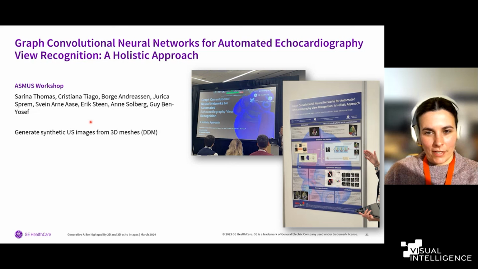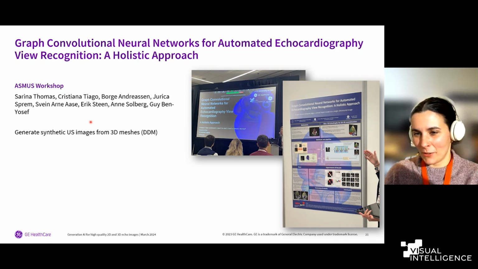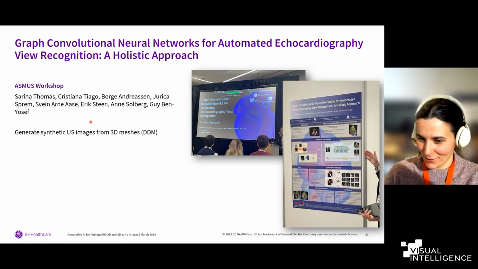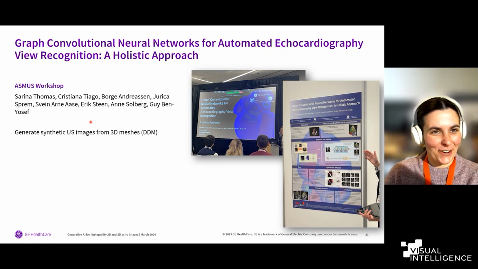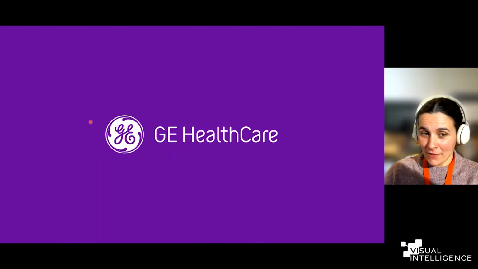So this is the other project where I'm involved in using generative AI models on echocardiography. If you have more questions about this one, please ask Serena, she's the one, and you know how it is going. And that is it from me.